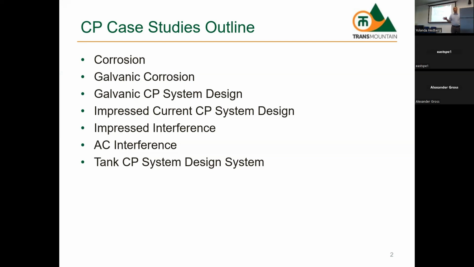It's very similar to galvanic design. Impressed current just has an external power source that we're utilizing. So I'm not going to go too much into detail because they're similar. I'm just going to talk about the differences when we're designing an impressed current system. Then I have a couple slides on AC interference and how to spot it, and also how to spot DC interference as well. And then just briefly at the end, I have a couple slides on tank bottom CP systems and how we design those.